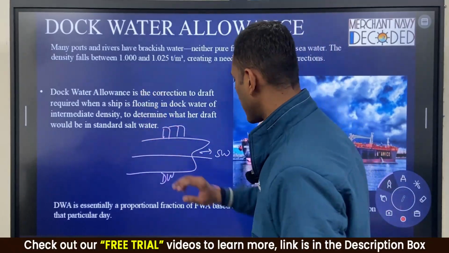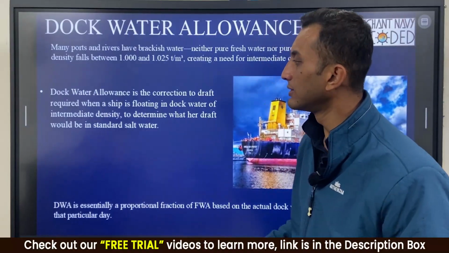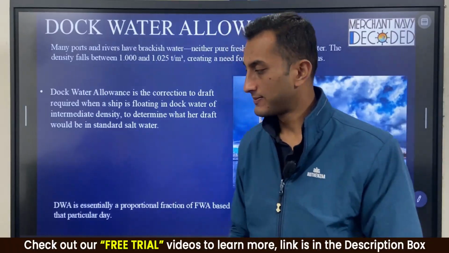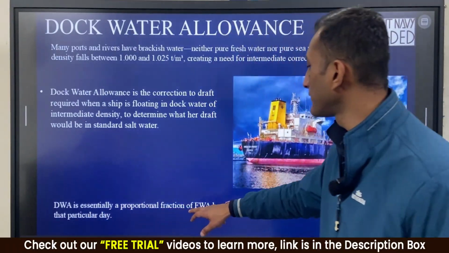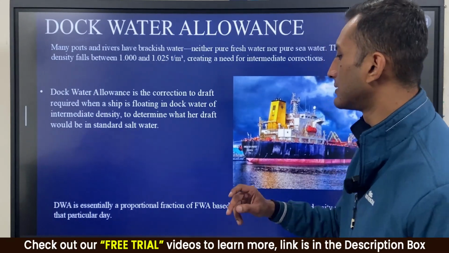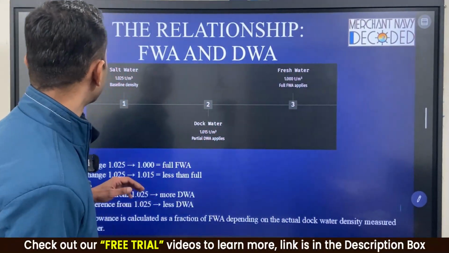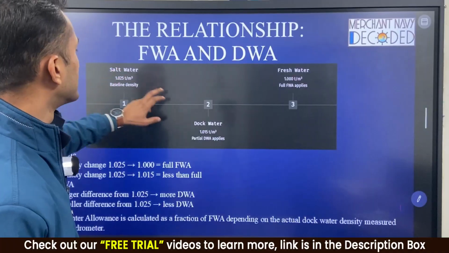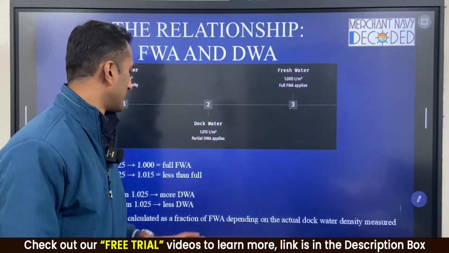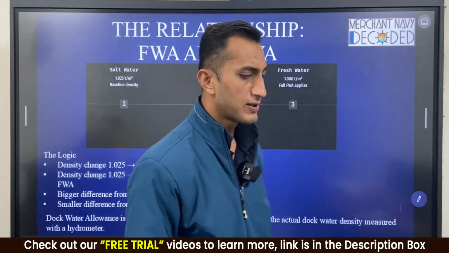So this is dock water allowance. It is an interpolation calculation. You interpolate and you find the dock water allowance, how much deeper she'll go, how much she'll rise. Dock water allowance is essentially a proportional fraction of freshwater allowance based on the actual dock water density measured on that particular day. It might change from day to day. In the relationship between freshwater allowance and dock water allowance, this is salt water 1.025, this is dock water 1.015, this is fresh water. Partial dock water applies. This is not very important, and density changes are none of our business, but you can go through this.